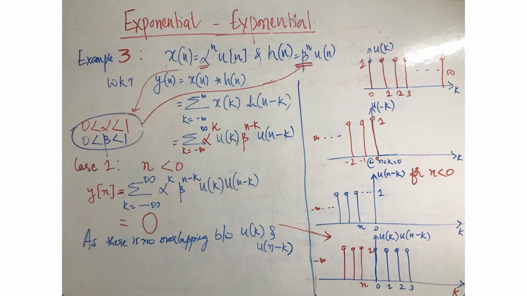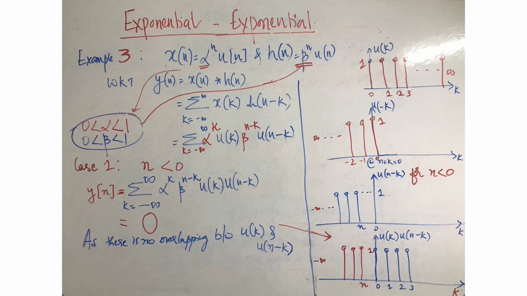Now let us consider one more example where we'll take both x of n and h of n as two exponential signals, that is x of n is alpha to the power n u of n and h of n is beta to the power n u of n, where both alpha and beta lie in the range 0 to 1. Now simplify x of k as alpha to the power k u of k and h of n minus k as beta to the power n minus k into u of n minus k.